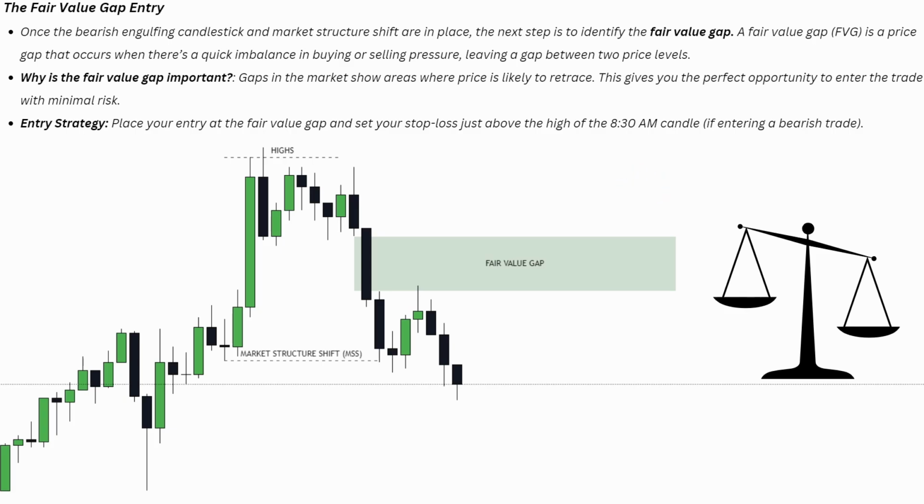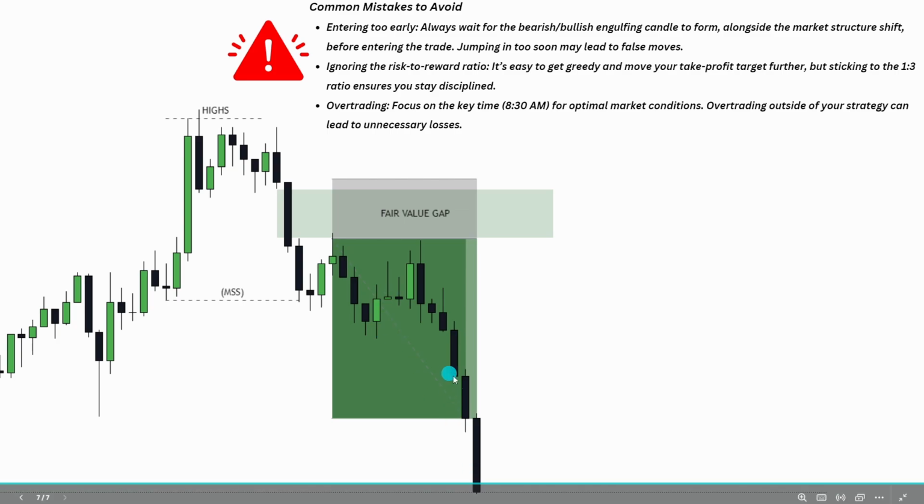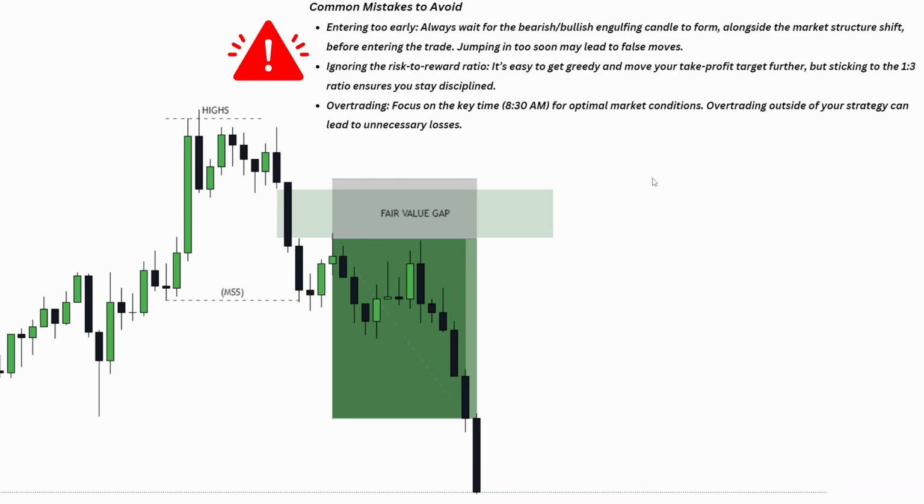We need to place our entry at the fair value gap and set the stop loss just above the high of the 8:30 a.m. candle, and take profit we put at 1 to 2.5 or 1 to 3. You can see right here, it's retouched into this area of the fair value gap, and it's completely smashed take profit. But there are also some mistakes that you need to avoid while using the strategy.